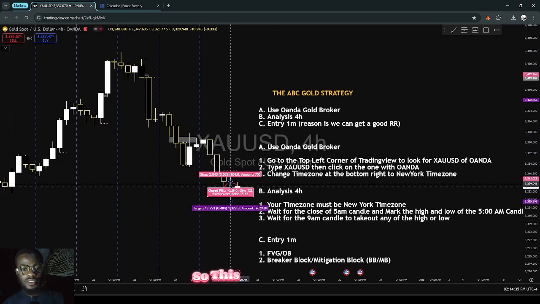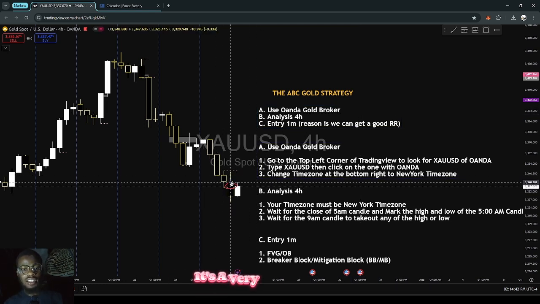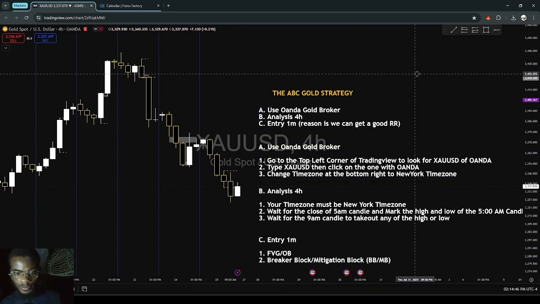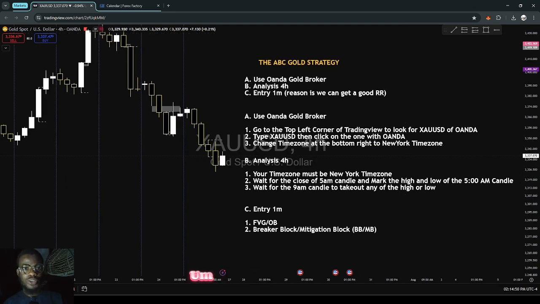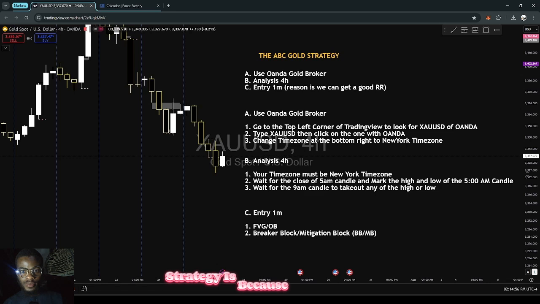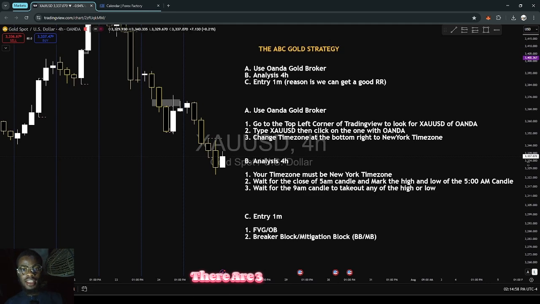So this strategy is very simple. I call it ABC gold strategy. If you look at my screen here, you can see the reason why I call it ABC gold strategy is because there are 3 steps. Yes, 3 powerful steps.